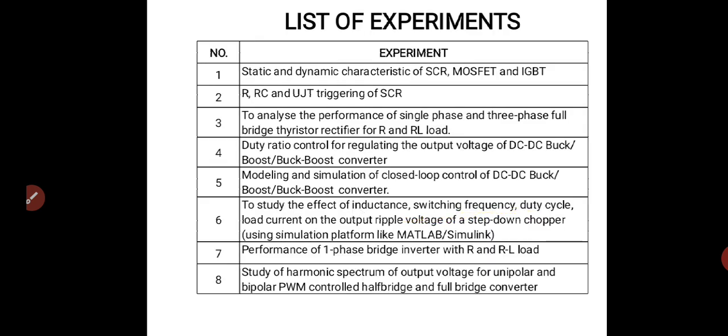These are the list of the experiments. First one is the static and dynamic characteristics of the SCR, MOSFET and IGBT. Second one is R, RC and UJT triggering of SCR. Triggering means how to turn on the SCR by means of R, resistive, RC, resistive and capacitive, and UJT, unijunction transistor.